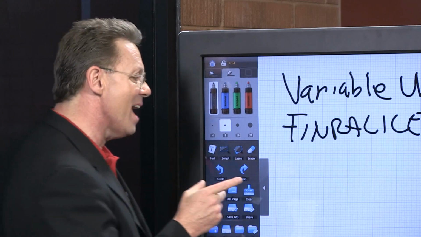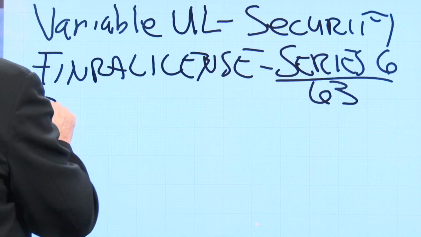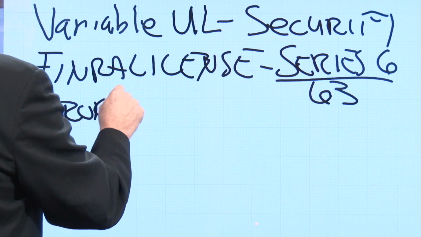Another thing is you have to have a broker-dealer. You cannot sell variable products by yourself. You need to have a broker-dealer.